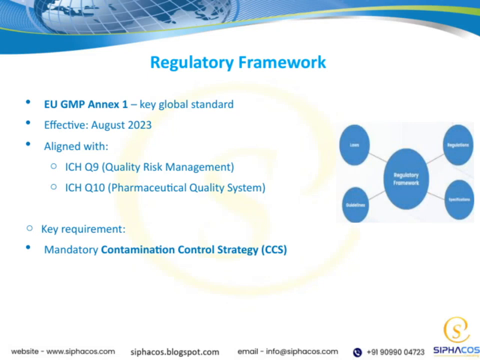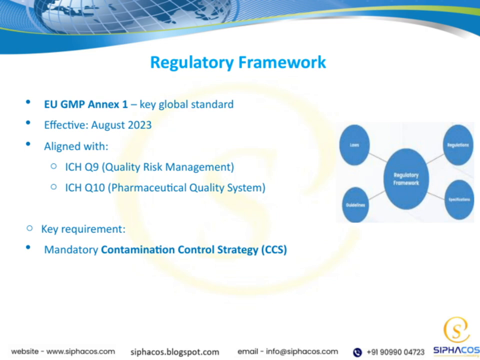Today, we're focusing on the regulatory framework that underpins our quality standards. One of the key global standards we need to be aware of is the EU GMP Annex 1. This annex was updated and became effective in August 2023, reflecting the latest expectations for manufacturing practices across the industry. It's important because it sets the benchmark for sterile production and contamination control worldwide.